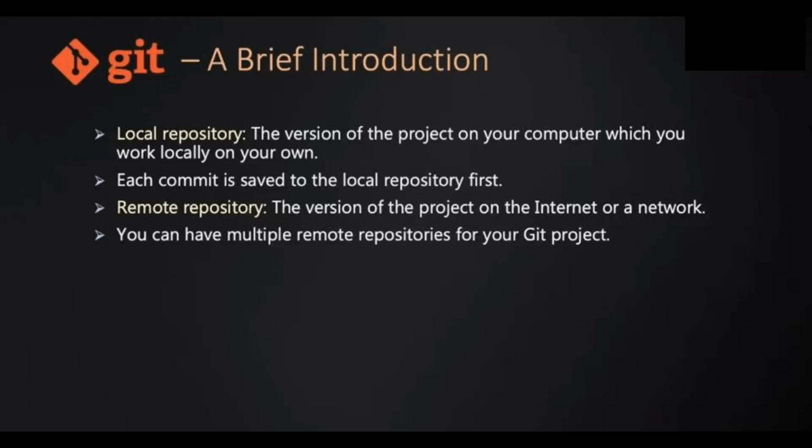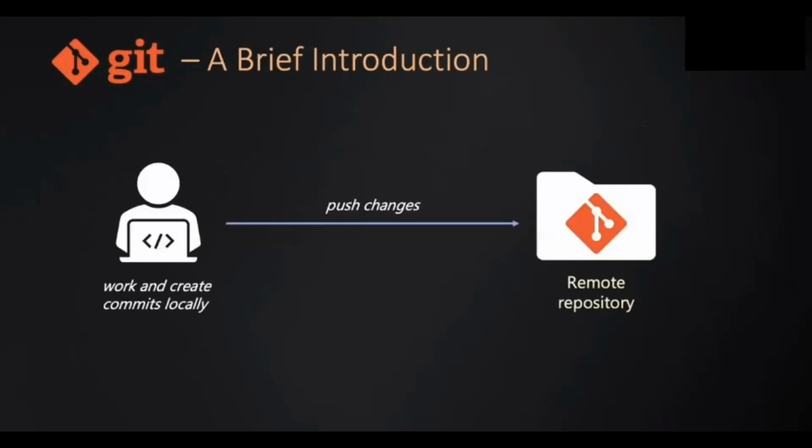Remote repository: the version of the project on the internet or on a network that is acting like a central one, but most of the time this is one in GitHub and things like that. We can have multiple remote repositories for our Git project also. They can be distributed, they can be in one place, they can also be in multiple locations if it is required, guys.